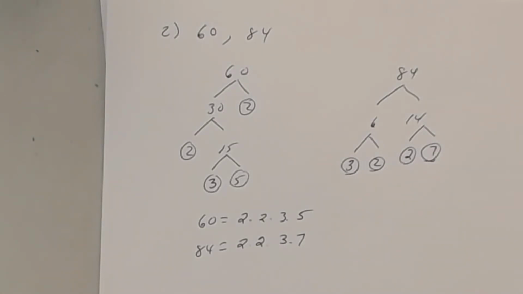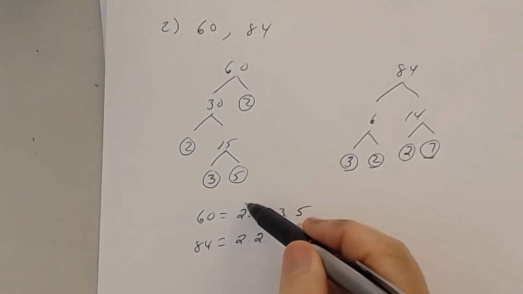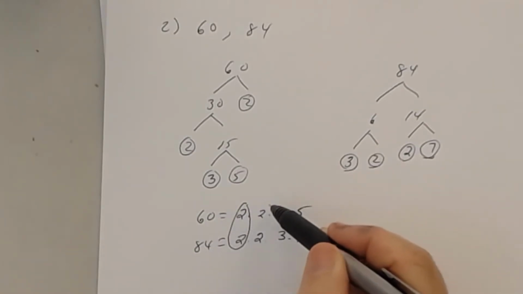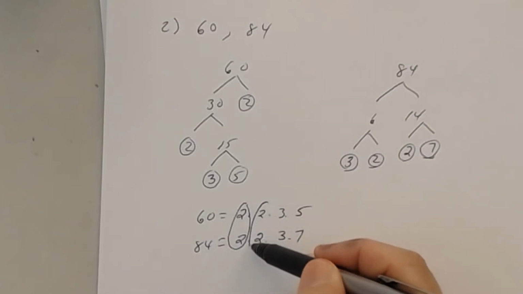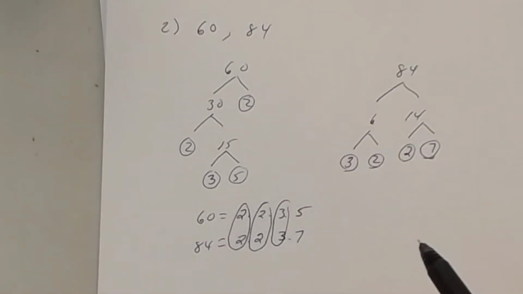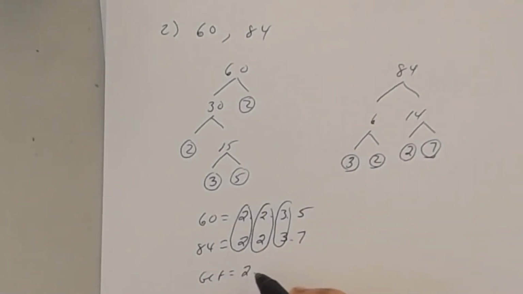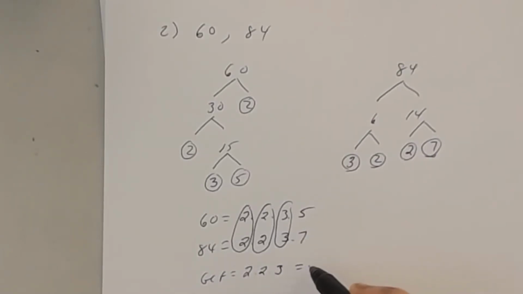Once you do that, then we look for the common factors. So which ones can I circle? The 2. This set of 2s I can circle. What else? This set of 2s I can circle, right? And what else can I circle? The set of 3s. And that's about it. So my GCF will be a factor of a 2, a factor of a 2, and a factor of a 3. So what's my GCF? 12. GCF is 12. Okay?